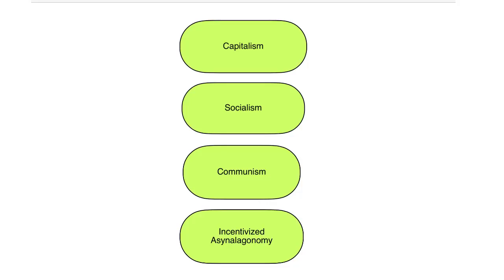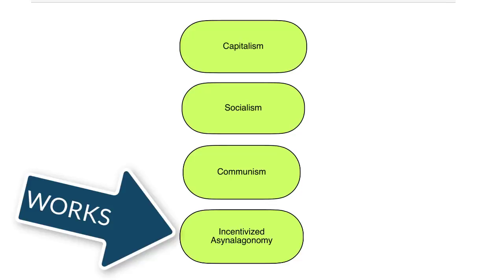So that, my friends, is what goes into the input and output side of the human availability and needs database system. The availability and the needs. Now, let's talk about what that means for all of us, okay? Because we've got 4 different types of systems and only one of them actually works, and that's the incentivized asynalagonomy.